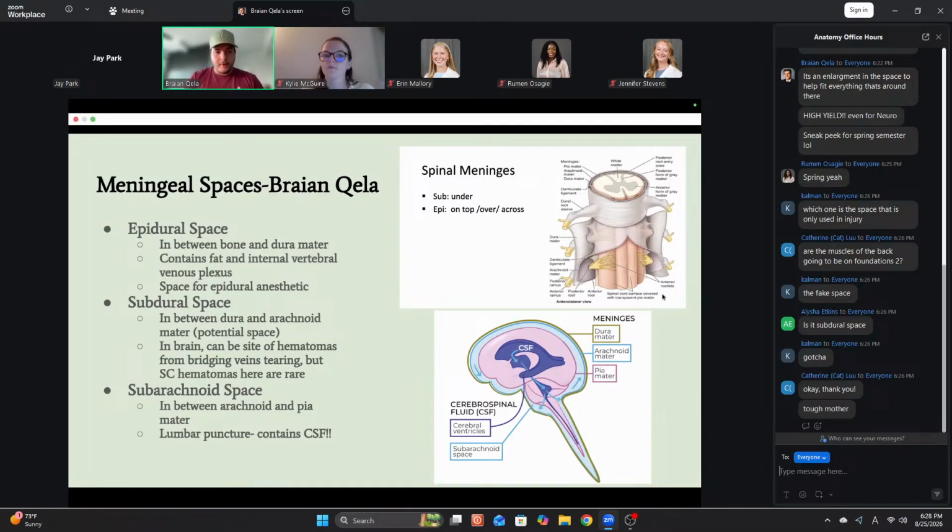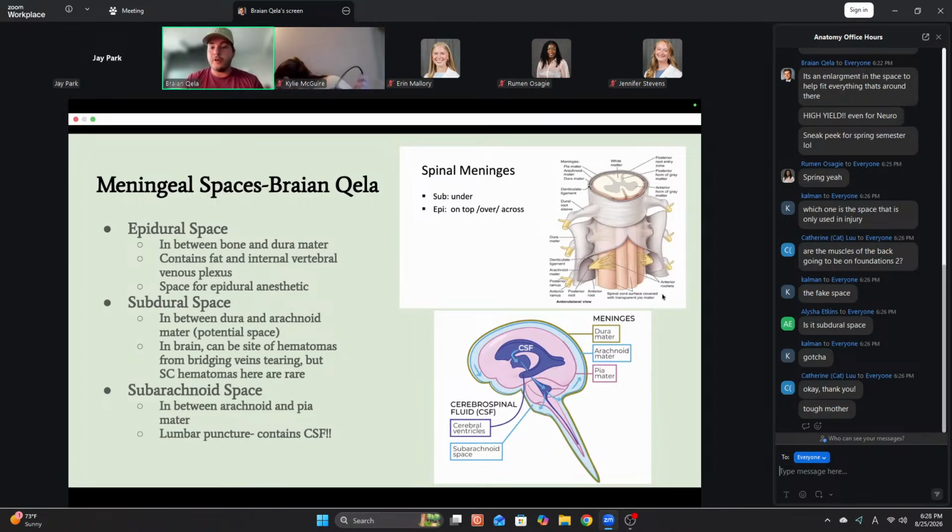We're talking about the subdural space here. So this is between the dura and the arachnoid mater. It's a potential space because in reality, do you really see this? Not necessarily. A lot of times the subdural space is mostly for hematomas that happen. It's pretty rare for subdural hematomas to happen in the spinal cord. Typically, you'll see that in the brain.